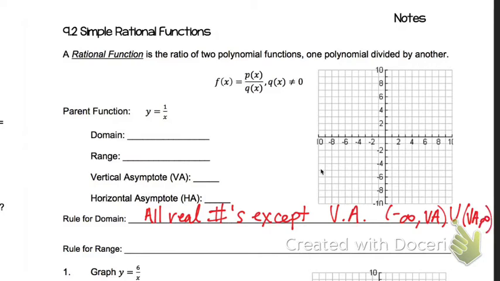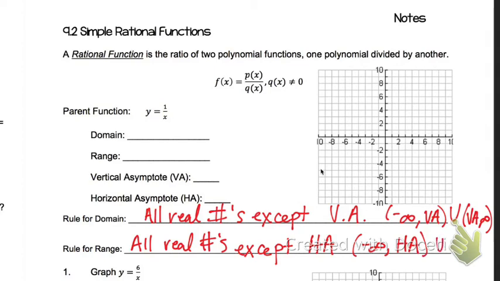And it has parentheses because it never touches the vertical asymptote. It never touches it. And the rule for range is the same thing. It's going to be all real numbers except your horizontal asymptote. So negative infinity, horizontal asymptote, union, horizontal asymptote, positive infinity. And you read range from bottom to top.